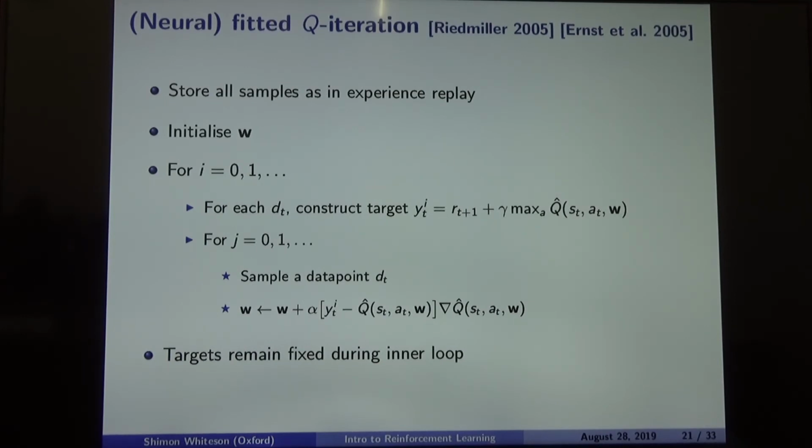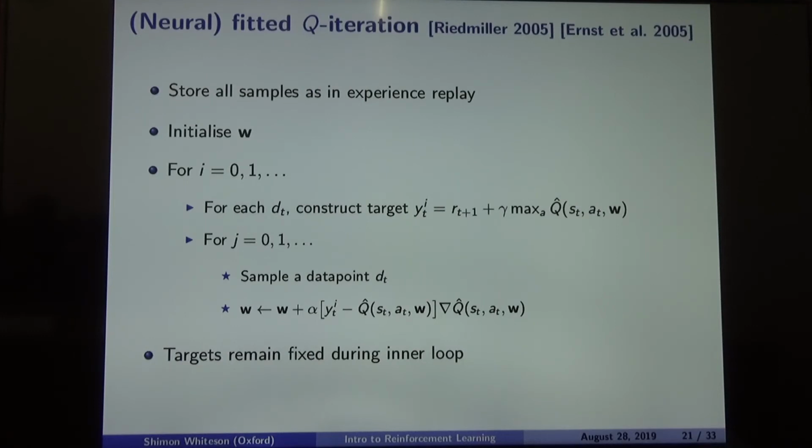This was first proposed by Ernst et al. in 2005, and then a neural variant of it was proposed by Martin Riedmiller. This is an attempt to stabilize the learning process in function approximation so as to prevent some of these issues that cause divergence. The philosophy here is that one of the causal factors in this divergence is the non-stationarity of the learning problem.